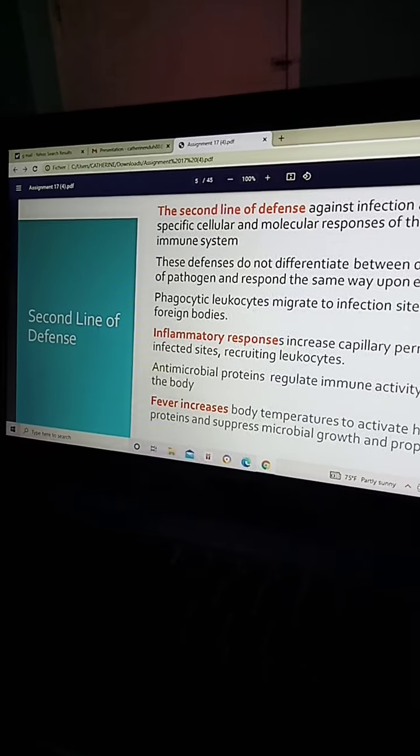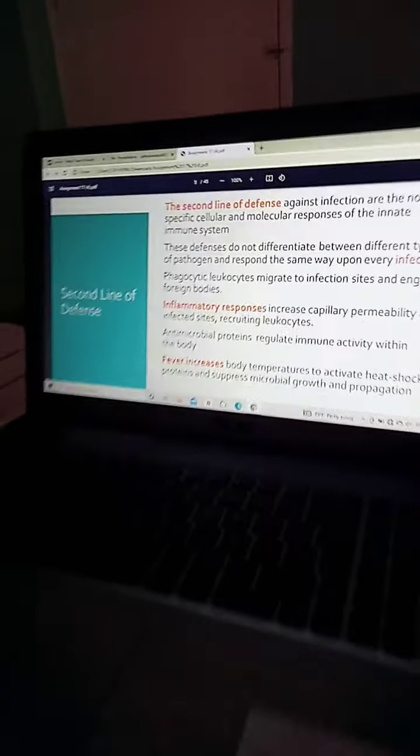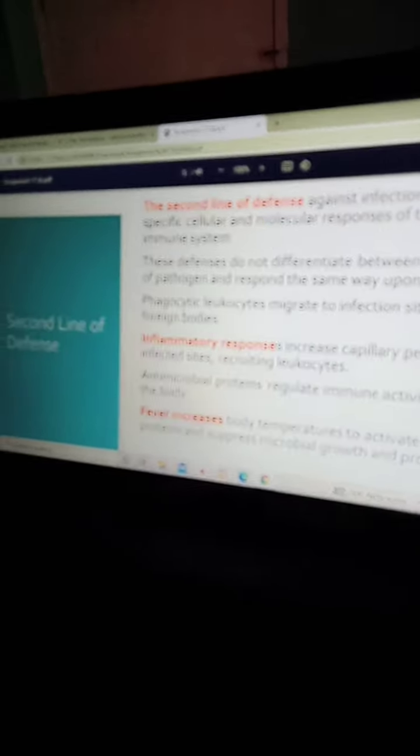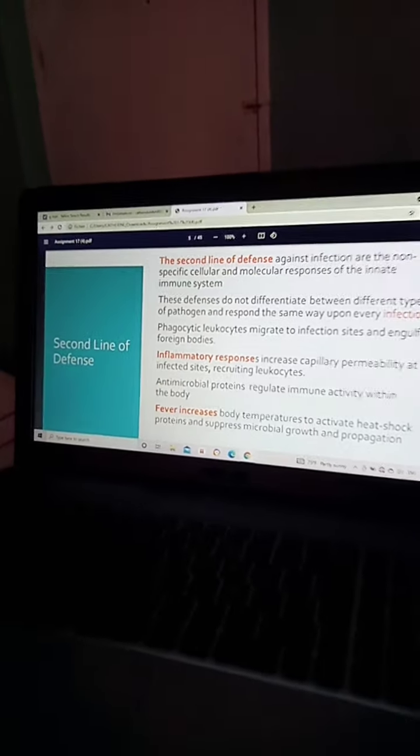Under the second line of defense, these defenses do not differentiate between different types of pathogens and respond the same way upon every infection. Phagocytic leukocytes migrate to infection sites and engulf foreign bodies, while inflammatory responses increase capillary permeability at infected sites, recruiting leukocytes.